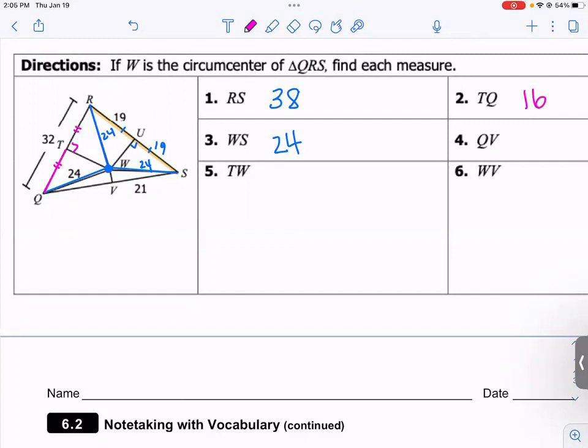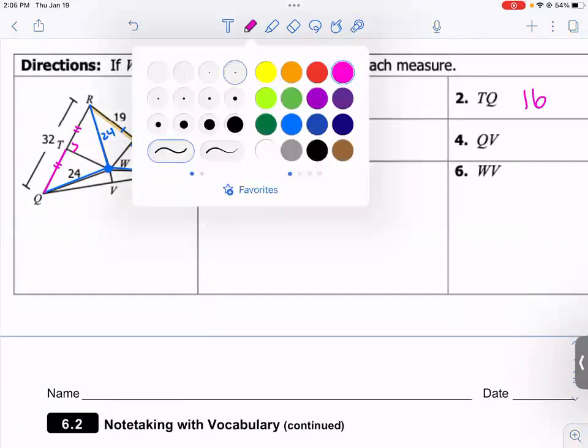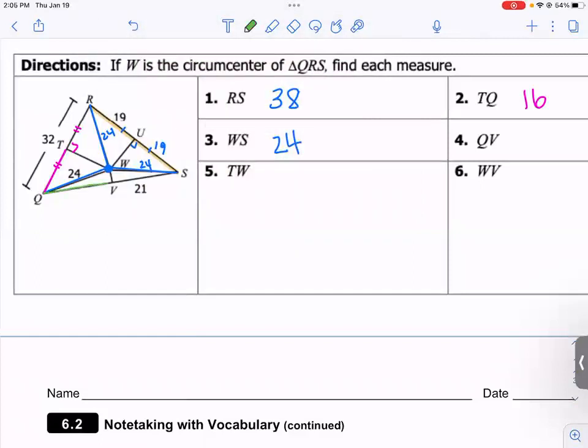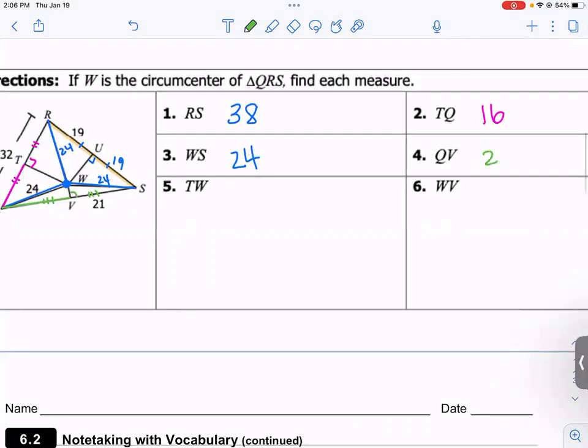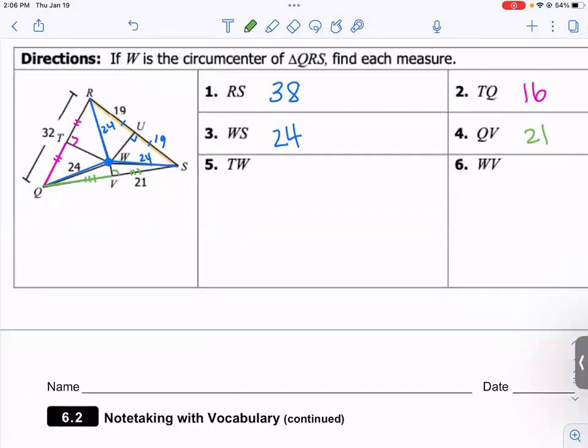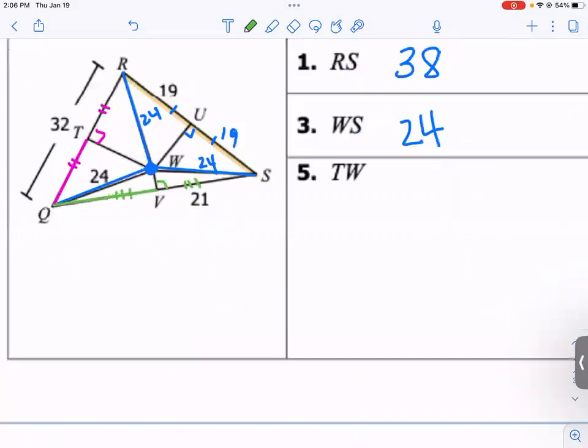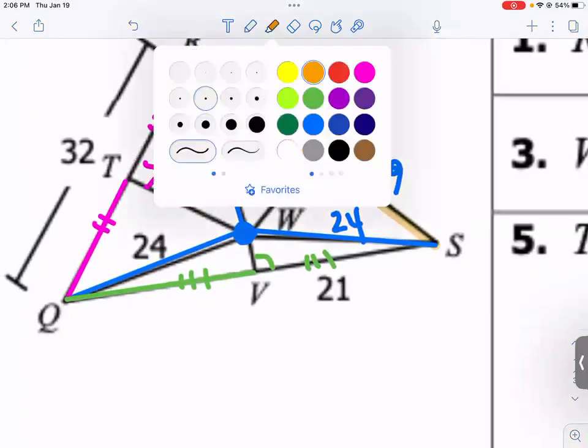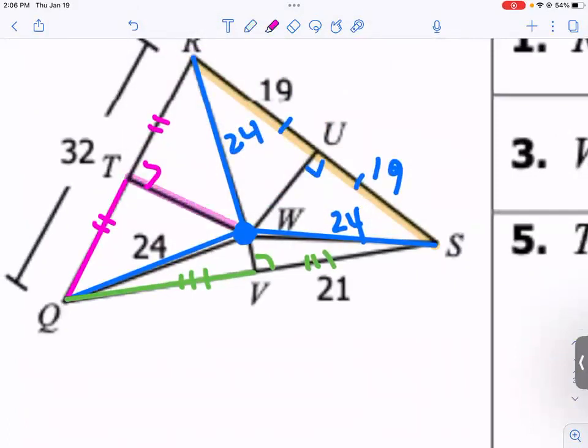Okay, now we have QV. QV, I have highlighted in green. Okay, if we are working with the circumcenter, then this is a perpendicular bisector. Layla, what's QV? QV is 21. Now, those of you who are looking ahead might be panicking a little bit, because TW is one of the measurements I'm asking you to find, which is this right here.